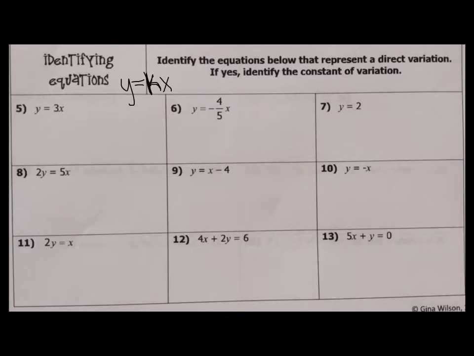Let's take a look at number 5 together, y equals 3x. Yes, this is a direct variation equation, and to find our constant of variation, it's going to be the number that is multiplied by x. So in y equals 3x, our constant is equal to 3.